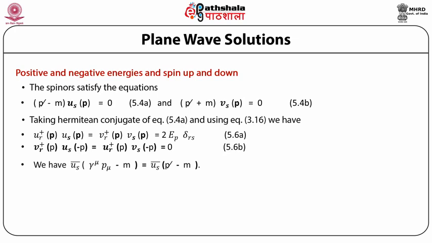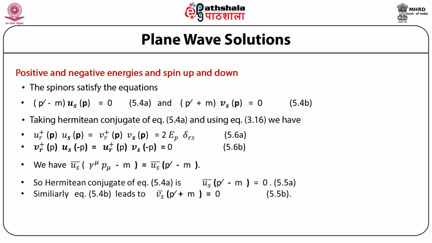Namely the conditions that ū_s(γ^μ p_μ − m) is equal to ū_s(p-slash − m). So the Hermitian conjugate equation 5.4a is ū_s(p-slash − m) equals 0. Similarly, we have the equation for v_s, which is v̄_s(p-slash + m) equals 0.